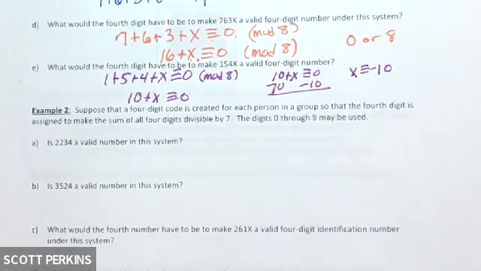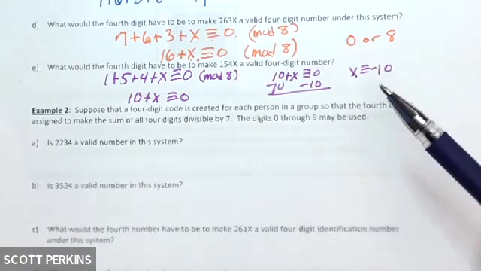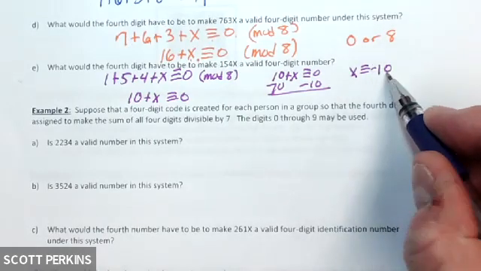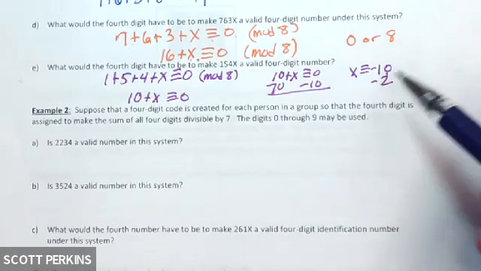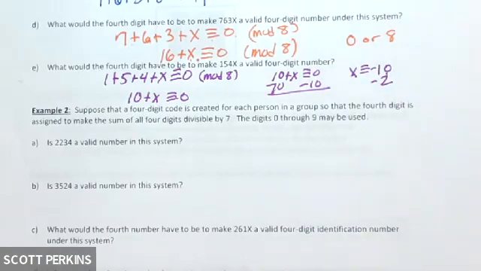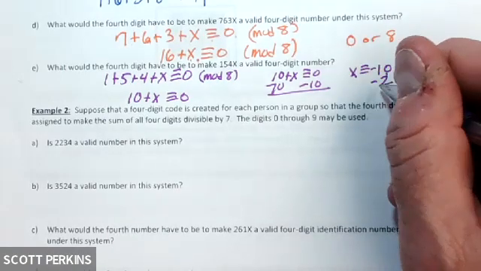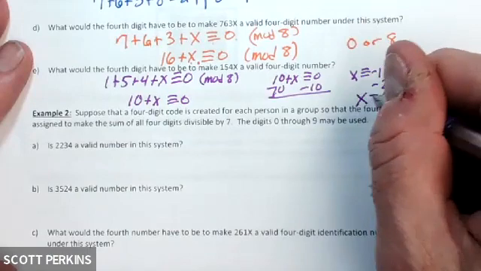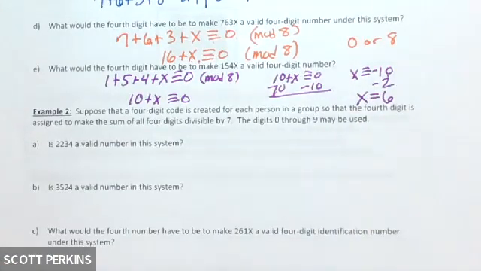And I get that x has to be congruent to -10. And then remember the way we determined numbers in the same congruence class: it repeats every 8. So when I add 8 to this, I would get -2. Well, -2 is not one of my digits 0 through 8, so I have to do it again. When I add 8 again, I get 6. And 6 is from 0 to 8, so the value of x would be 6.